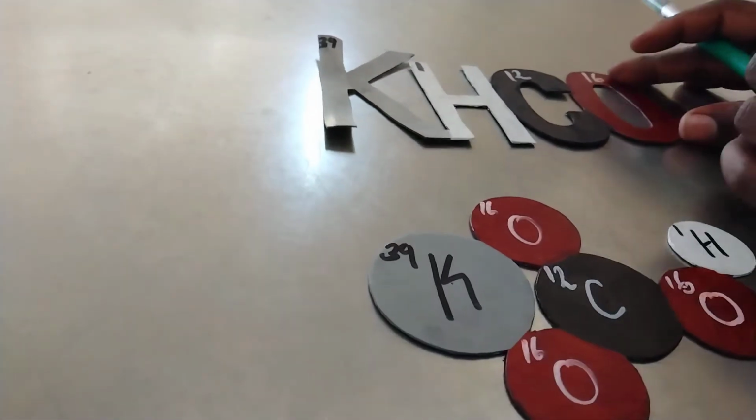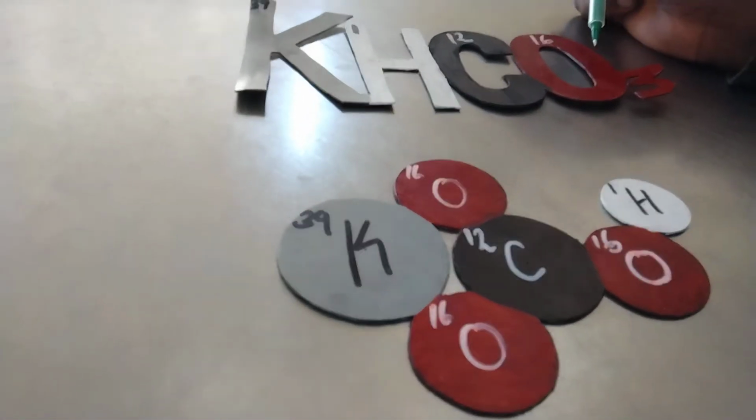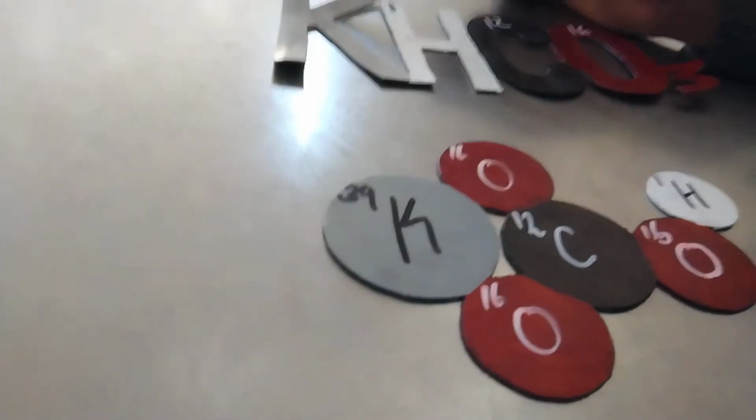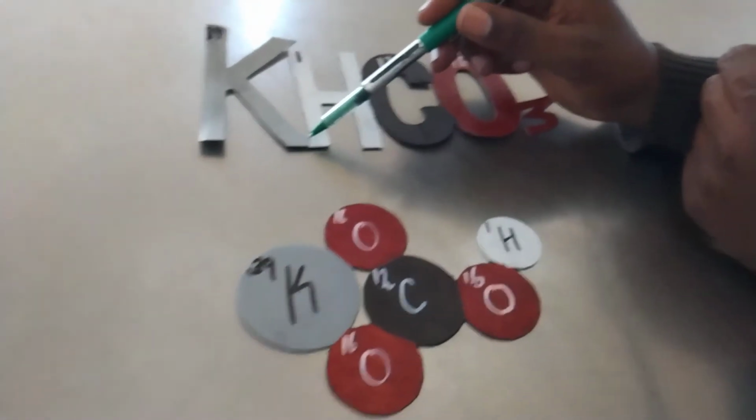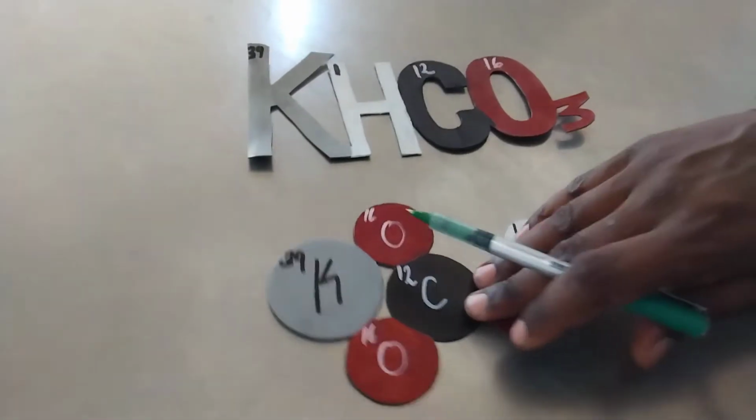This is potassium hydrogen carbonate. Remember, hydrogen carbonate is a polyatomic ion. Now we have 4 different types of atoms: potassium, hydrogen, carbon, and oxygen. Now we don't have any number after potassium, so it means we have 1. Look at our model here.